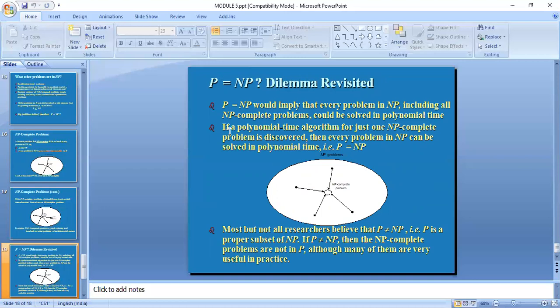and you can also come up with some research articles where you can say whether all polynomial problems are also non-deterministic polynomial problems.